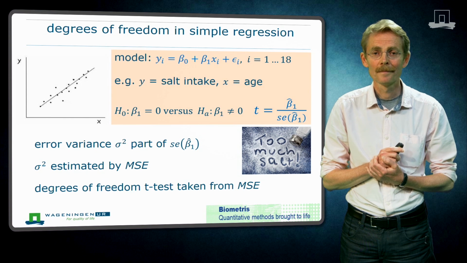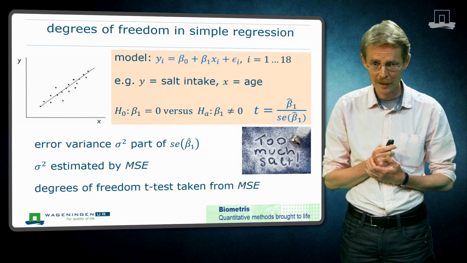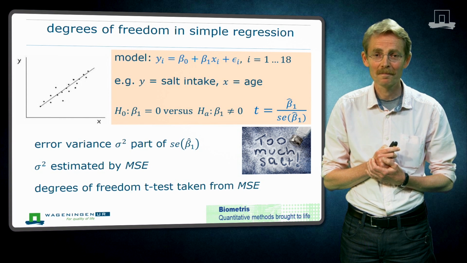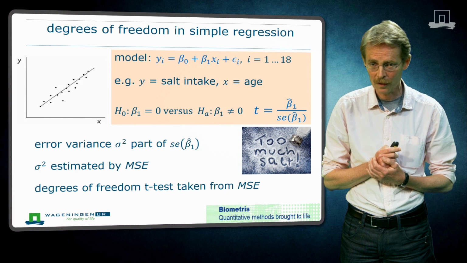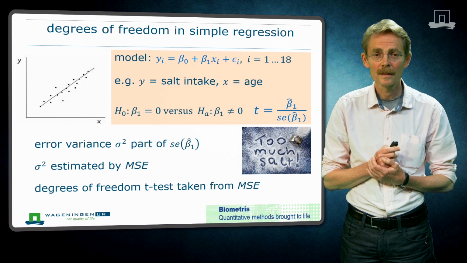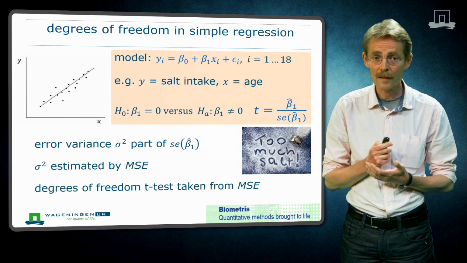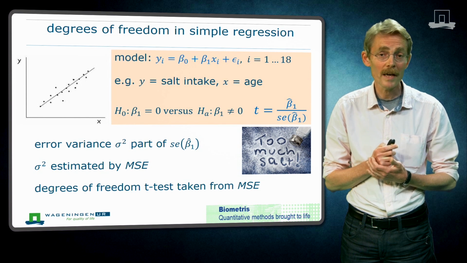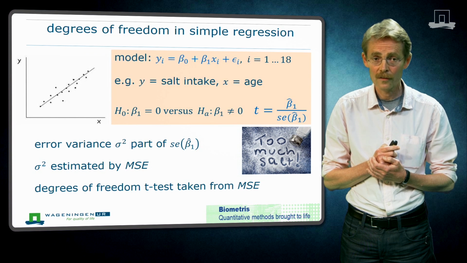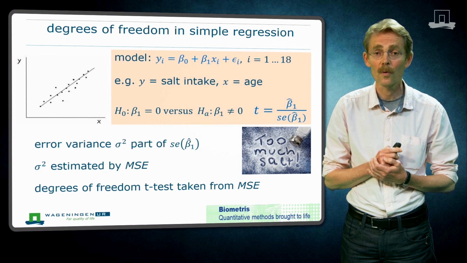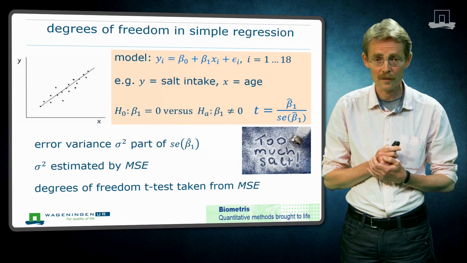Finally, let's talk about degrees of freedom in simple regression. In the pink box, you have the model. You have an intercept beta 0, a slope beta 1. We have error terms for the variation around the line, epsilon with variance sigma square. You can think of salt intake again, and maybe we want to relate salt intake to age. There are 18 points in the plot, so 18 observations.